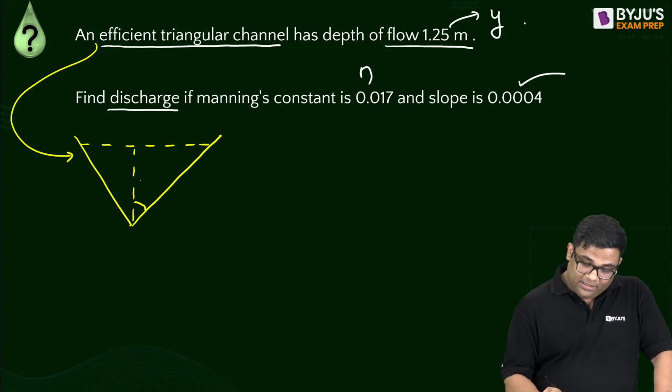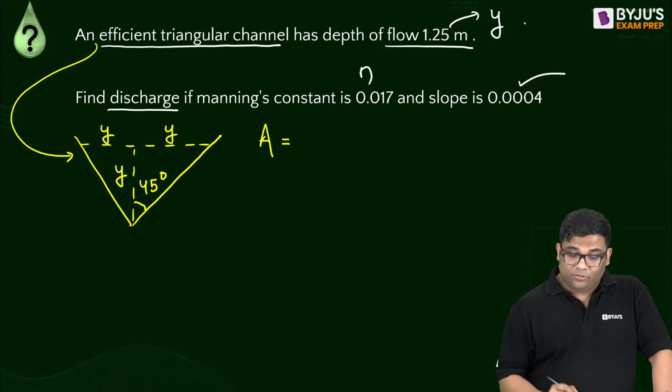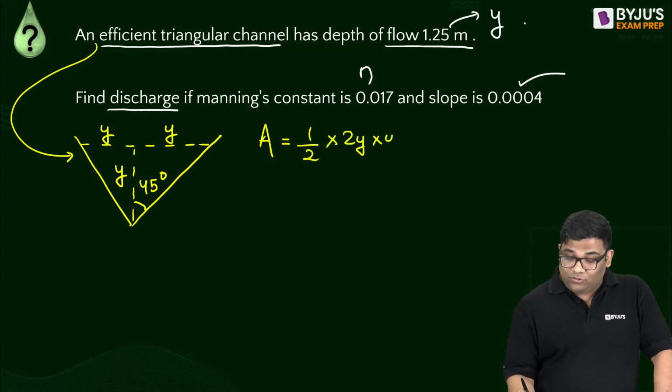If this is 90 degrees, then this is 45 degrees. If this is 45 degrees and this is your y, this also will be y. In this case, what will happen to the area? The area will be half base into height. The base is 2y and the height is y, so I get y square. So area is y square.